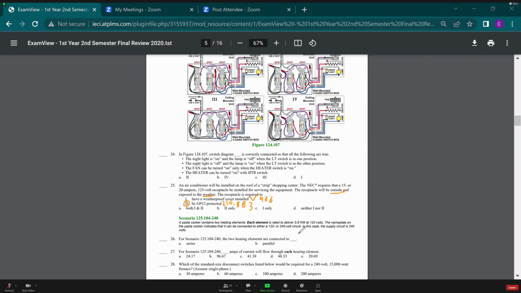But thinking about it logically, you don't want to have your receptacle just out there in the open. And you want to make sure that since there is the potential of water being around and it's a service receptacle used by us, it should be GFCI protected. It's a big one there.